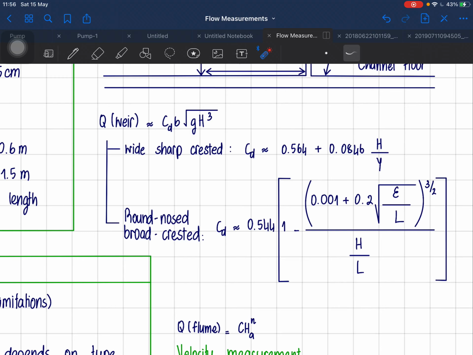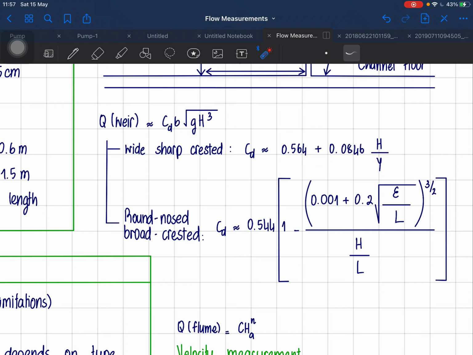Cd is the discharge coefficient that usually ranges from 0.6 to 0.62. It might go up to 0.63 or over a little bit, or lower than that a little bit. So don't panic if the Cd that you got is different from what you've seen, because this is the general one for the sharp crested weir.